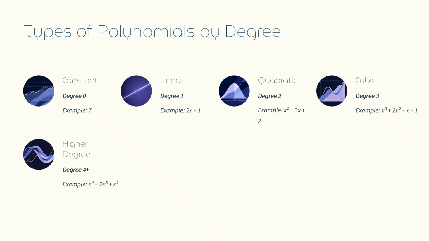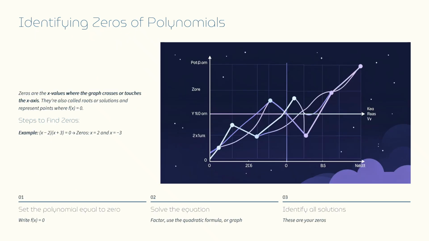Now, the term that has the maximum exponent, like over here it's an x squared, is called a leading term, and its coefficient will be called the leading coefficient. As an example, in this one, 2x is a leading term, and 2 is the leading coefficient. We'll further dig down into the characteristics of polynomials in detail next time.